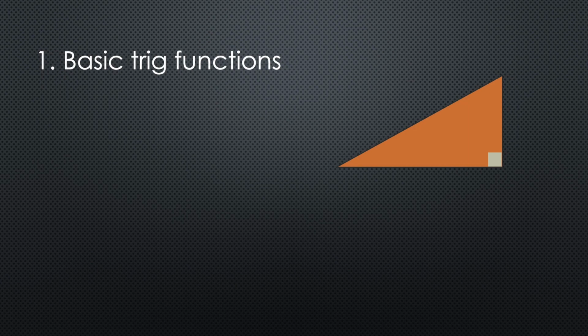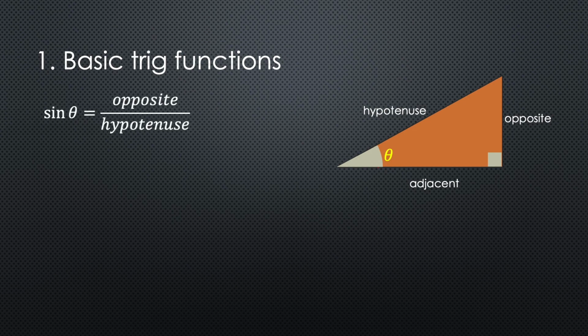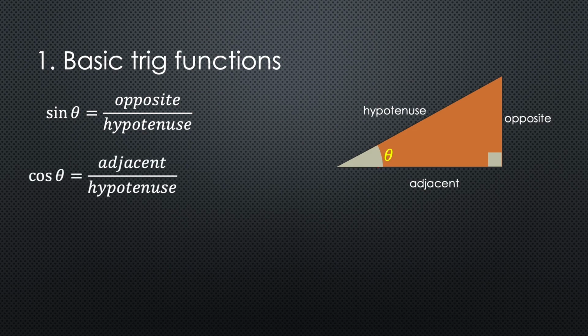Now look at the right triangle. The side opposite to the angle theta is called opposite. The other side is called adjacent. And the side opposite to the right angle is called hypotenuse, which is always the longest side of any right triangle. By definition, sine of theta is equal to opposite over hypotenuse.